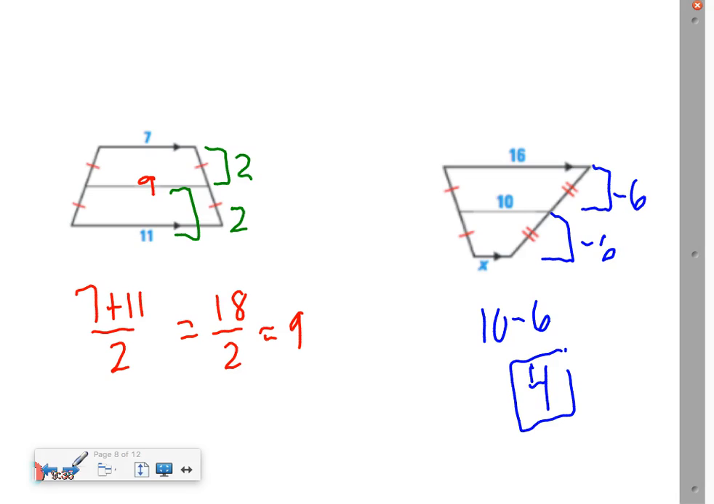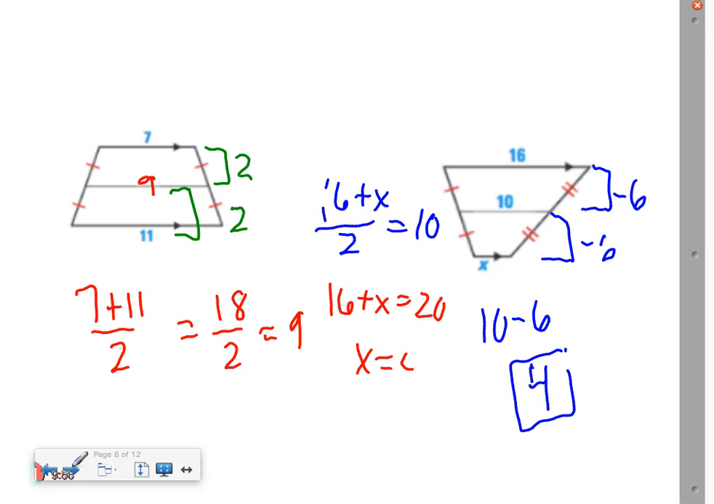Would you be able to do that algebraically as well? Mm-hmm. Just plug into the formula. 16 plus x over 2 equals 10. How do I get rid of that 2? Multiply out. 20 minus 16 equals x, so x equals 4. So it works either way. However your brain works.